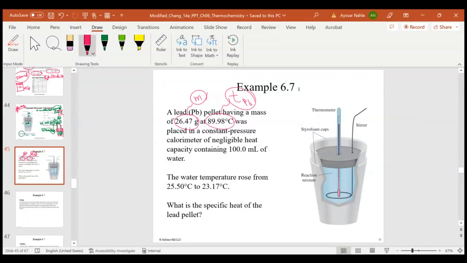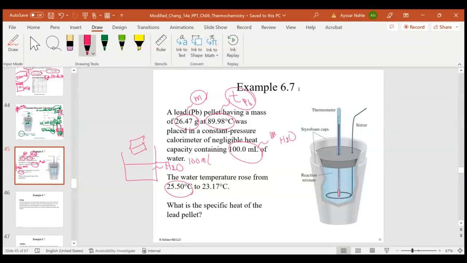Now the piece of lead is heated up and was placed in a constant pressure calorimeter of negligible heat capacity containing whatever milliliters of water. Now I'm having the mass of the water in here. Okay, there is water, and the water temperature rose from 25. So I had water in there. There is H2O in here, and I know how much it is. It is 100 milliliters of water.